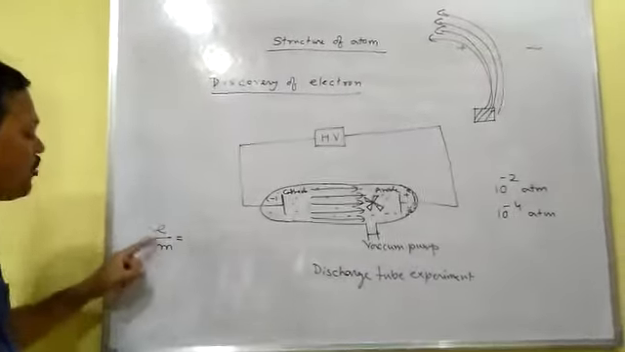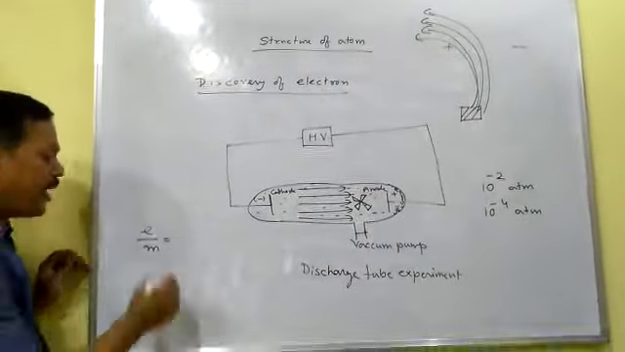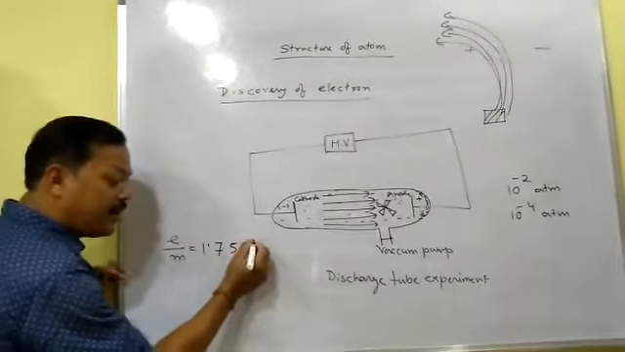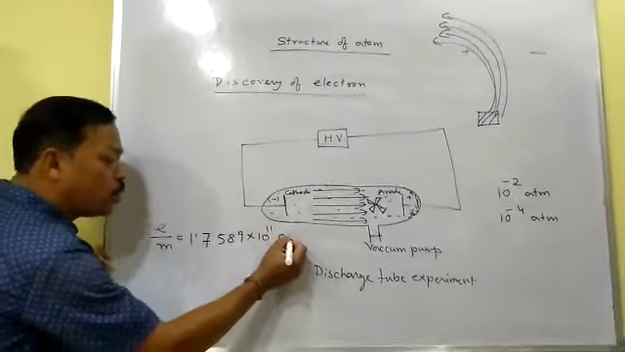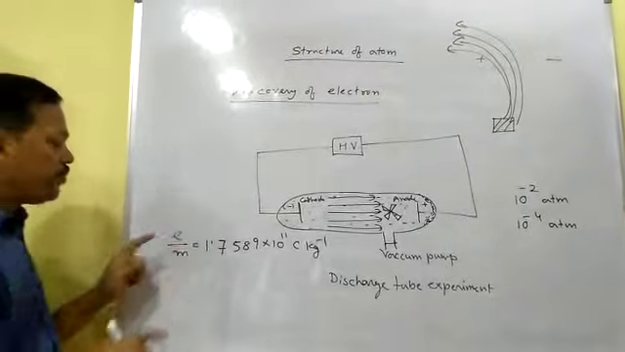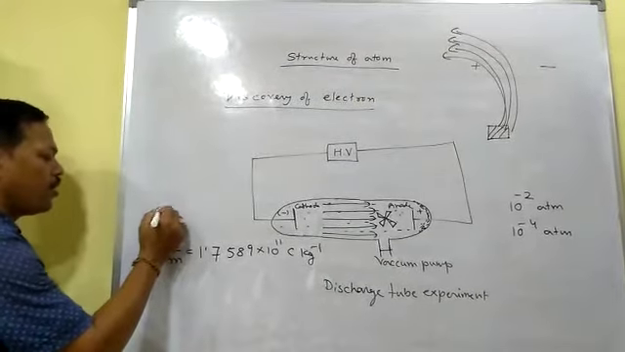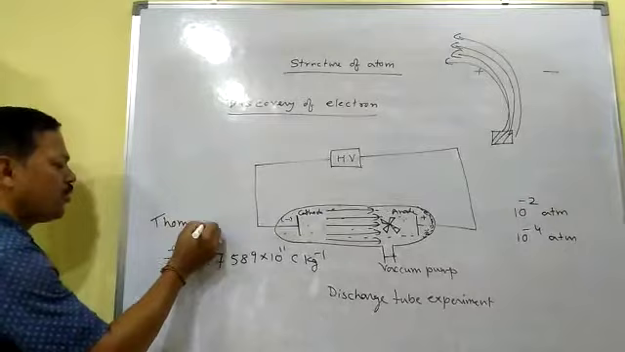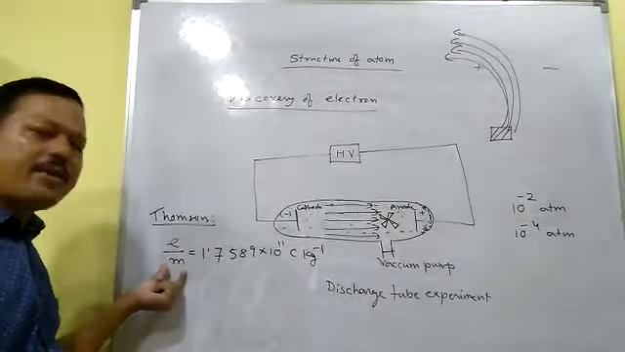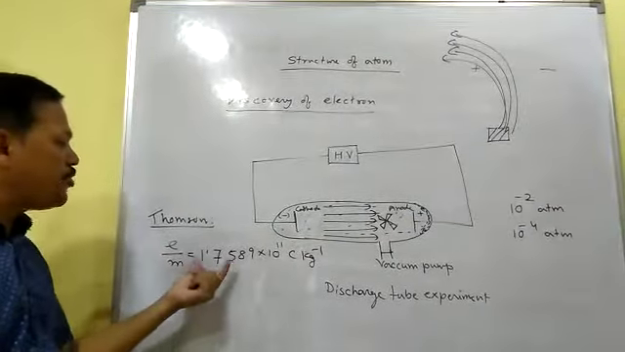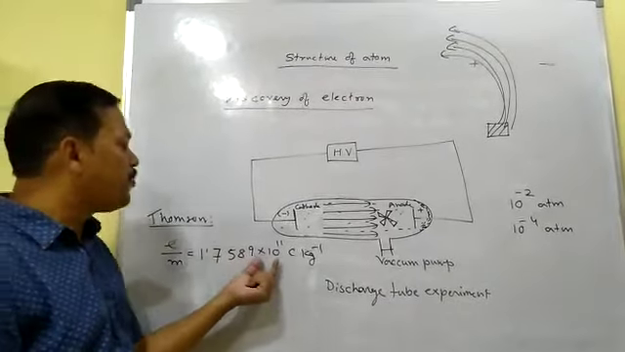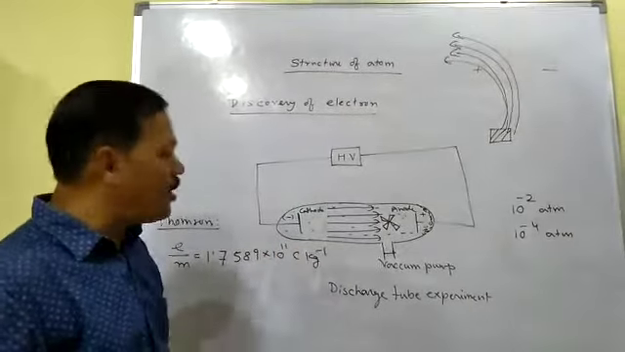E means the charge of electron, m means the mass of electron, and it is found that e by m becomes 1.7589 into 10 to the power 11 coulomb per kg. This value was given by Thomson. Thomson determined the charge by mass ratio, and it was found that for electron the charge by mass ratio is 1.7589 into 10 to the power 11 coulomb per kg.